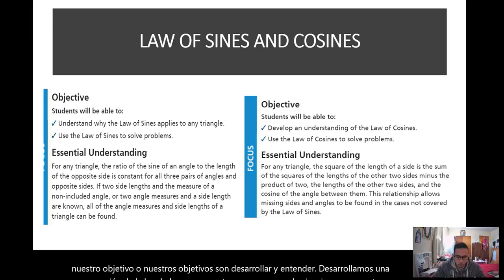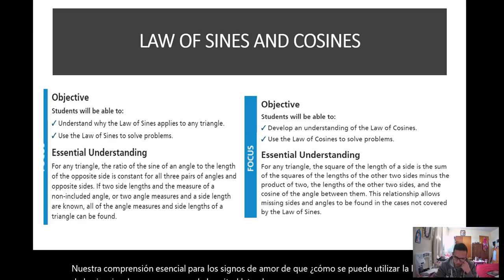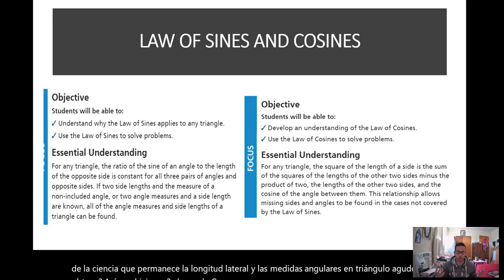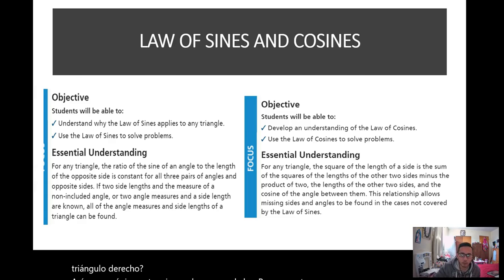Our essential understanding for the law of sines is: how can the law of sines be used to determine side lengths and angle measures in acute and obtuse triangles? We did trig ratios, trigonometric ratios, because we had a right triangle. Now the question is, what if the triangle is not a right triangle? So here come the law of sines and the law of cosines. Let's start with our first example.